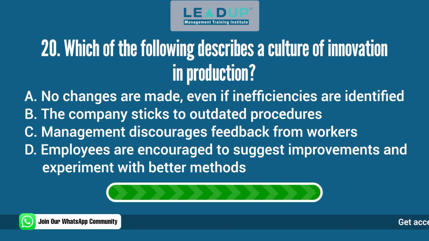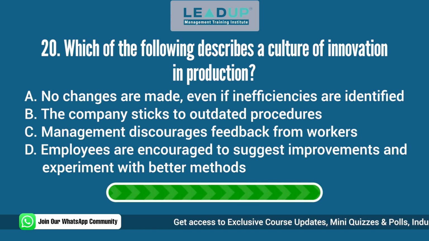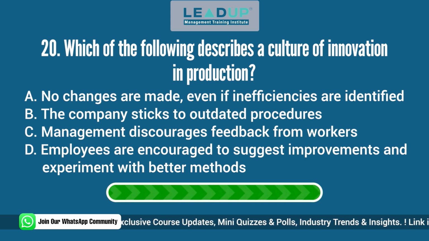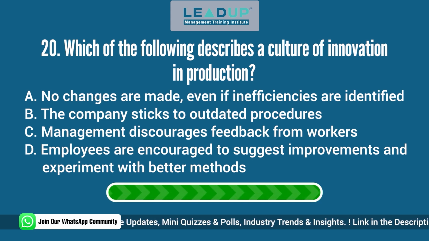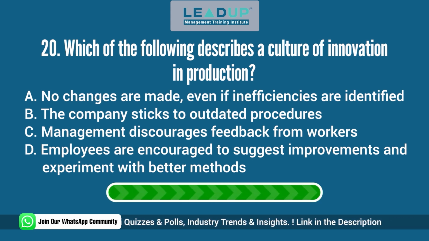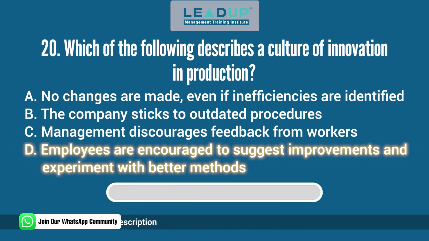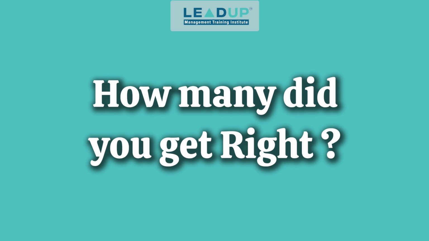Question 20. Which of the following describes a culture of innovation in production? A. No changes are made, even if inefficiencies are identified. B. The company sticks to outdated procedures. C. Management discourages feedback from workers. And D. Employees are encouraged to suggest improvements and experiment with better methods. The answer is, employees are encouraged to suggest improvements and experiment with better methods.